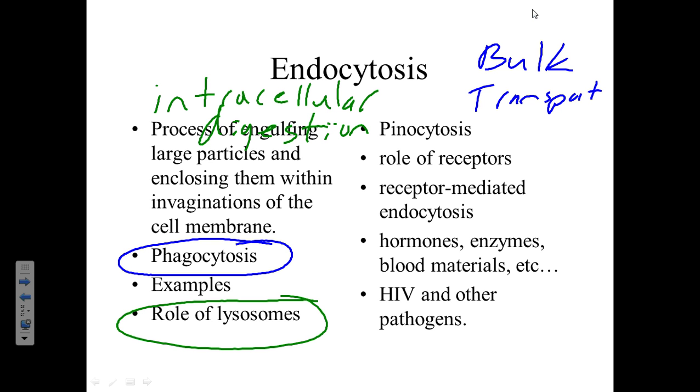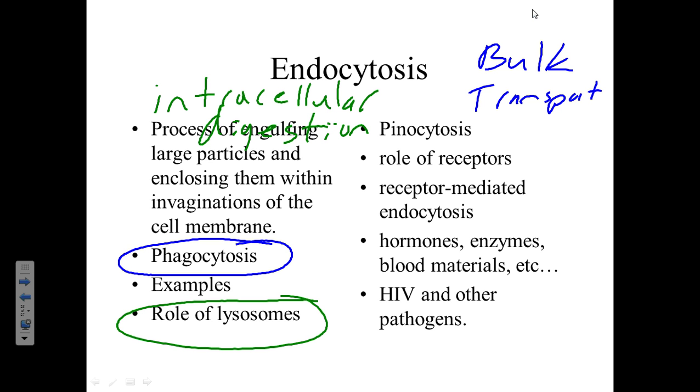What does intra mean? Inside. So something's going to get digested inside the cell. Intracellular digestion. Lysosomes make that happen. Again, we'll watch a video of one cell engulfing something large and solid and then breaking it down. We'll watch that video in a second.